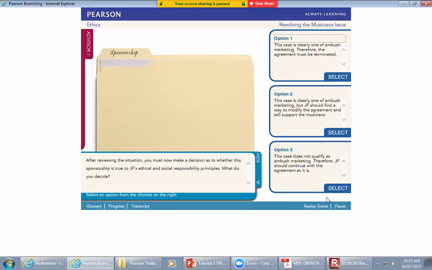Choose one. Let's see. Which one do you want to choose? You want to think it is actually ambush marketing, or no, it's just not ambush marketing, let's just go on as usual? I would have personally gone with option 2, which is, okay, it is ambush marketing, and we should modify the agreement. Okay, let's see.